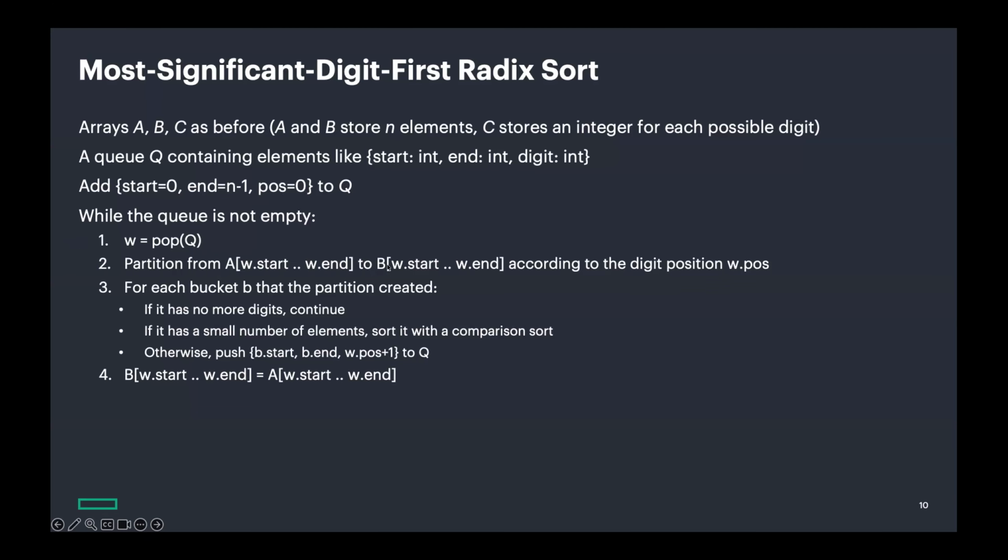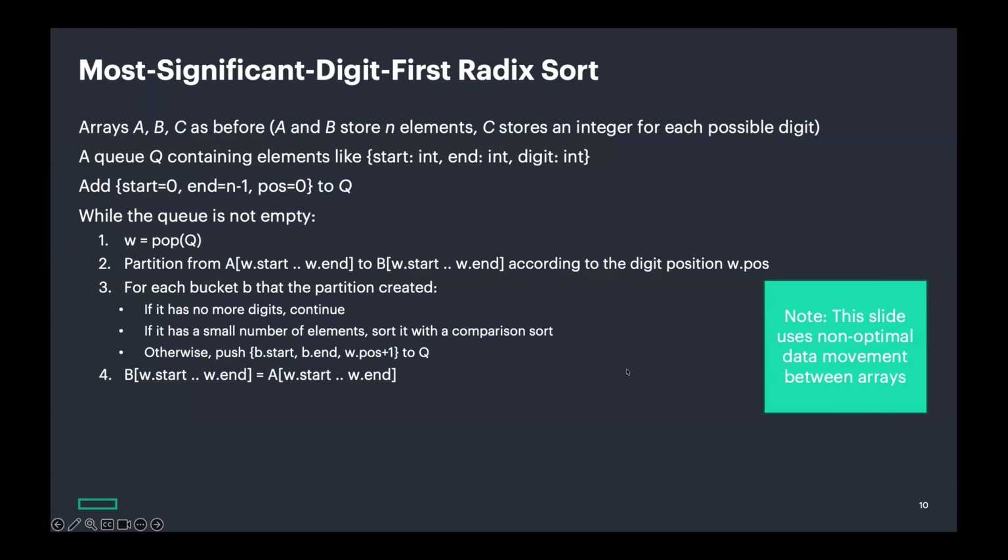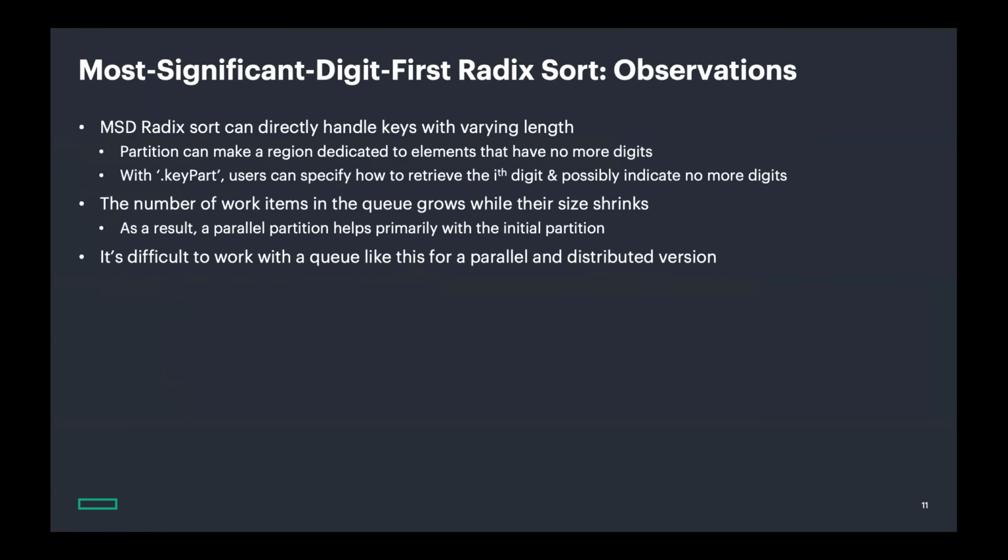We pop something from the queue, we partition that region, and then we look at each bucket that the partition created. If there's no more digits in that bucket, nothing to do. If it has a small number of digits, we do a base case, we use a comparison sort. Otherwise, we put it in the queue. And then we still have this putting the input array back in the output array business. I'll note that on my slides, in particular for this most significant digit first radix sort, I'm doing definitely non-optimal data movement between the arrays, but it's better for understanding at first to explain it this way.